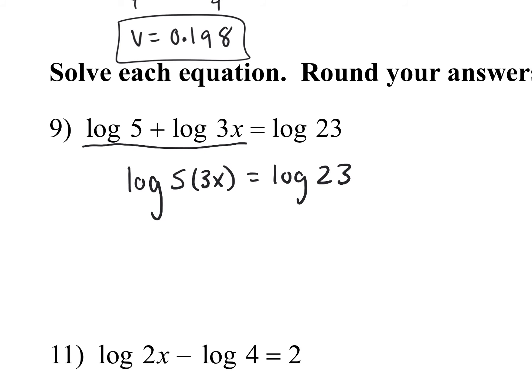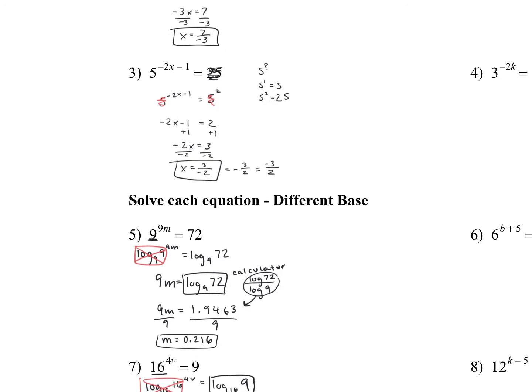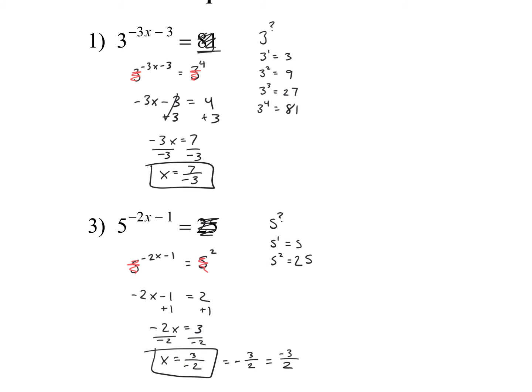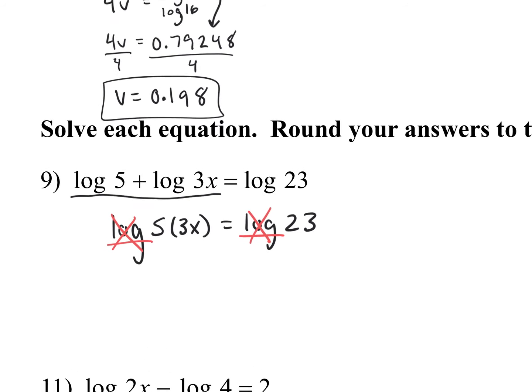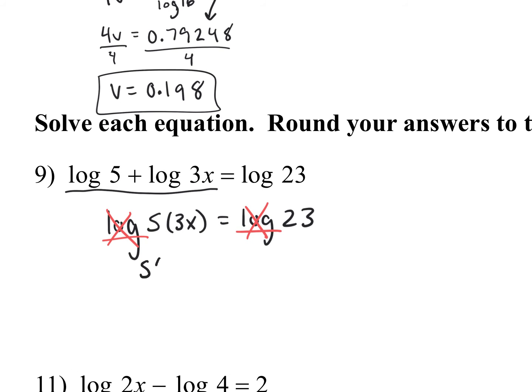What happens when we have a log on one side equal to a log on another side? What do we do with those logs? Cancel. They cross each other out. So if you have one log on one side equal to one log on the other, it's like having the same base like we did here, where we just canceled out the 3's and canceled out the 5's. We just cancel out the logs and set everything else equal to each other. So 5 times 3x is equal to 23.